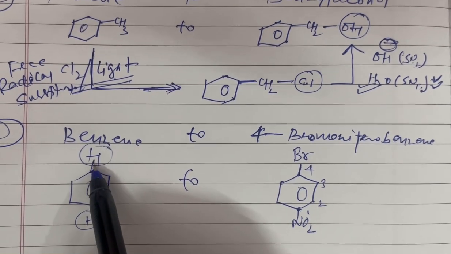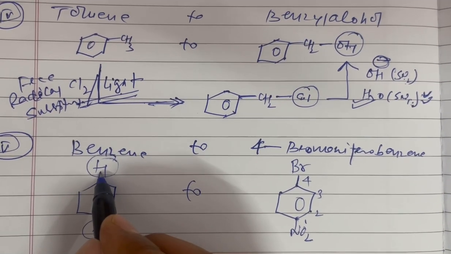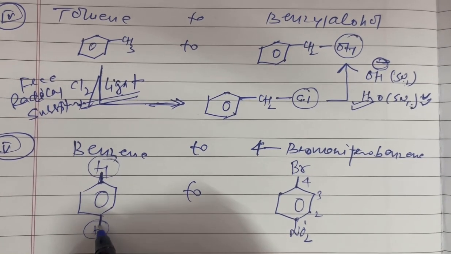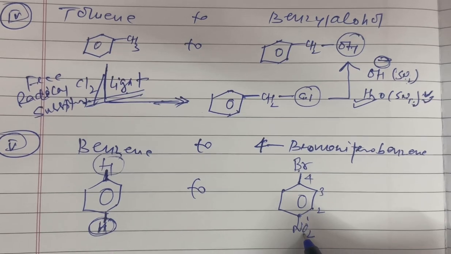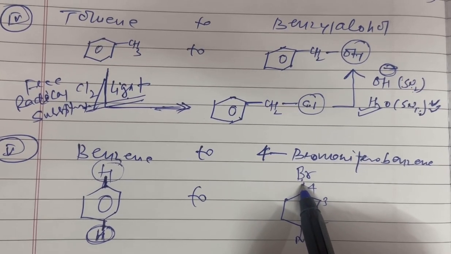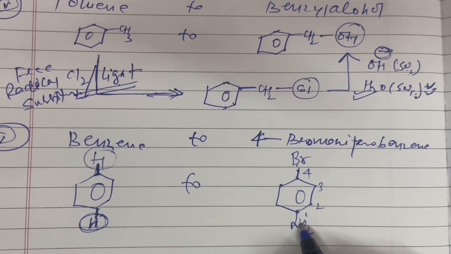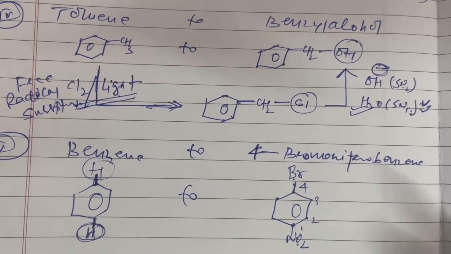Which one do we introduce first? Anyway, in a benzene, replacement is called electrophilic substitution. That replacement is basically electrophilic substitution. But we have to introduce Br as well as NO2. Which one will be introduced first? If you introduce the Br, that process is called bromination. If you introduce the NO2, that process is called nitration. The question is, which one will we do first?